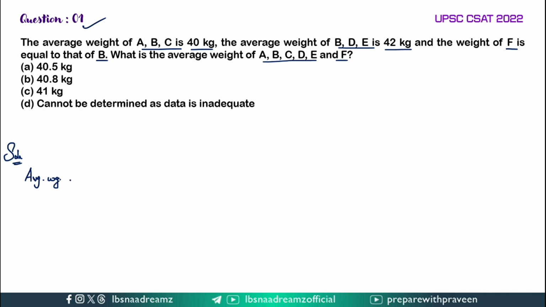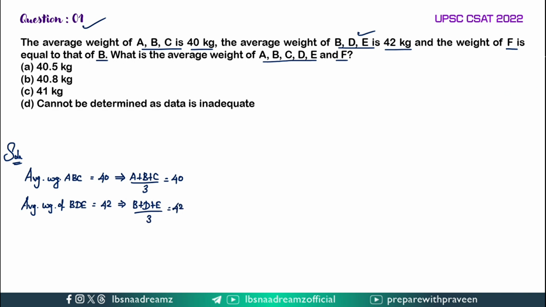Average weight of A, B, C is equal to 40. So we can write this as A plus B plus C divided by 3 is equal to 40. Next, the average weight of BDE is 42 kg. So average weight of BDE is equal to 42. Similarly, we can write this as B plus D plus E divided by 3 is equal to 42.